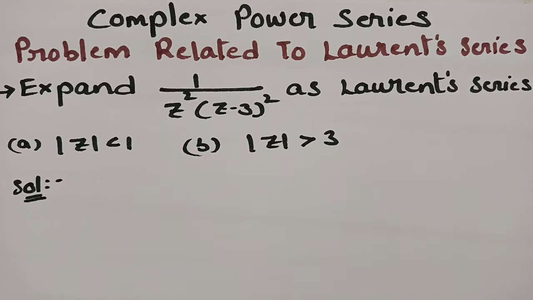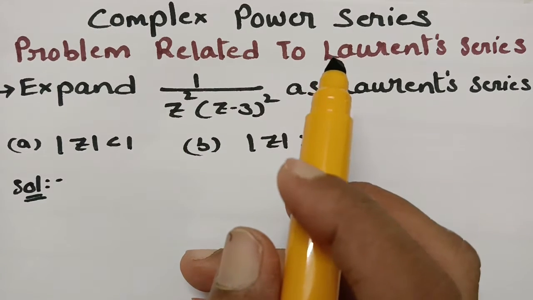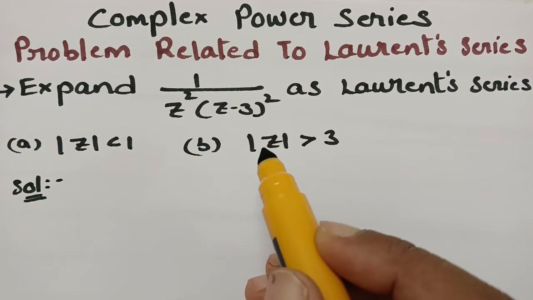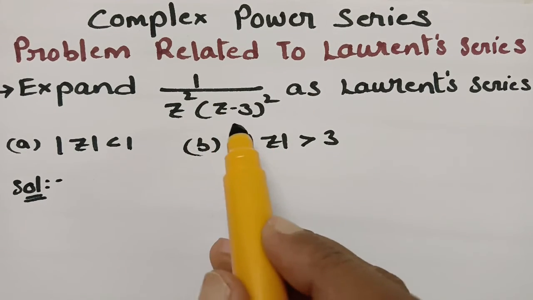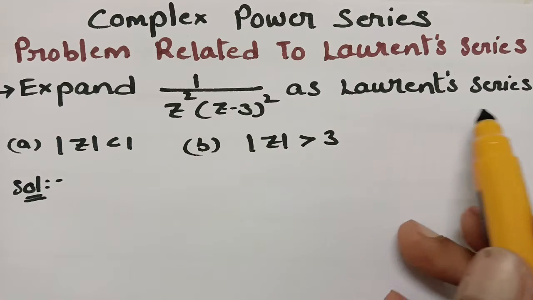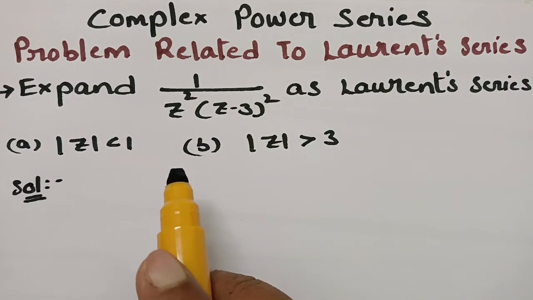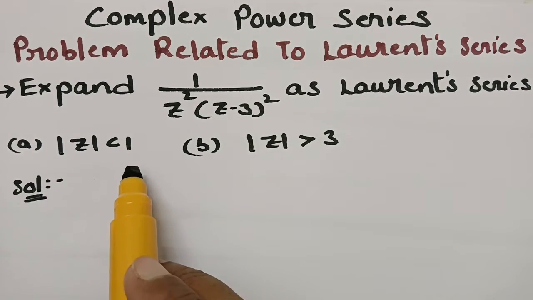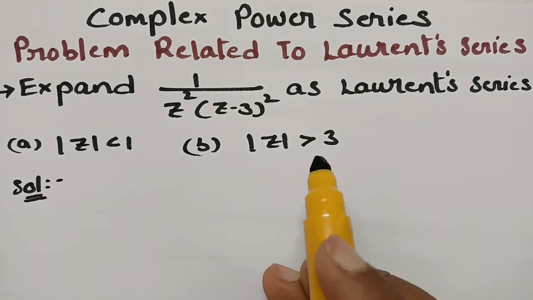Today's video is on the problem related to Laurent series, and this topic is from complex power series. In today's video, I am going to expand 1 by z square into z minus 3 whole square as a Laurent series in the region mod z less than 1 and next one mod z greater than 3.